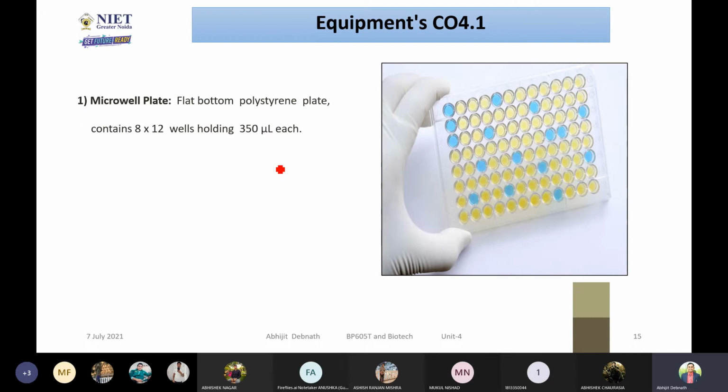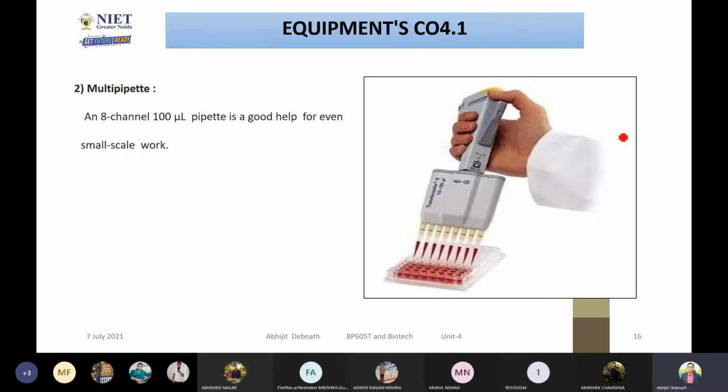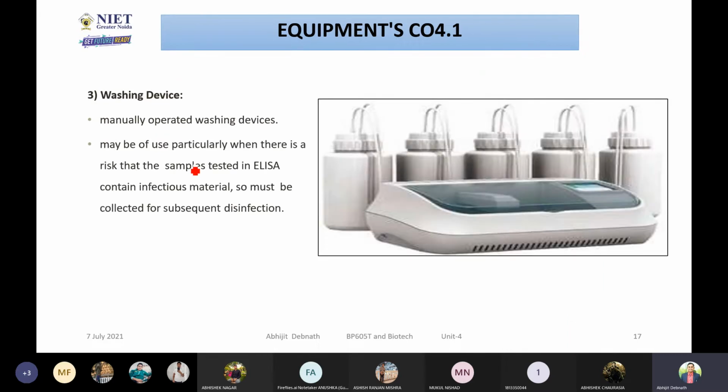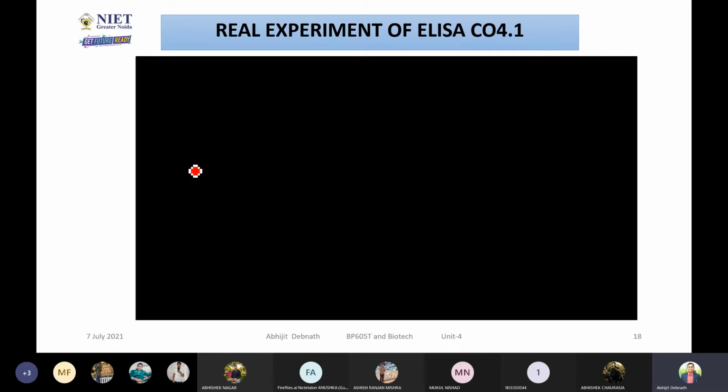So for that, to do the experiment, you first need this thing called a microwell plate. This is its diagram, its size and other things. This kind of microplate, and you also need some multiple pipette or micropipette. Multiple pipette is actually useful when you're going to add a huge number of samples and other substances. And washing devices are also needed, because we are doing rinsing a lot of times.